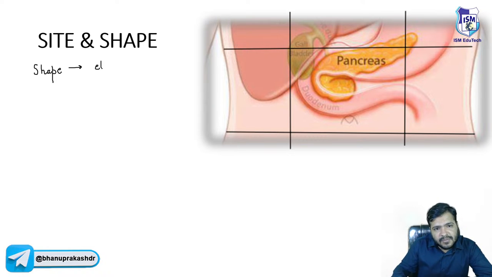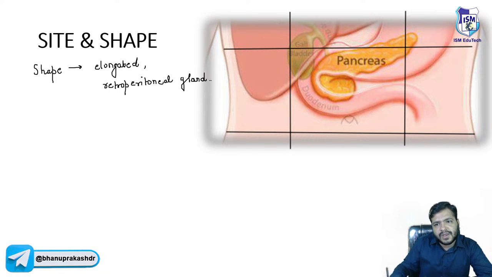Yeah, the shape, beta, remember, it is elongated. And you already know it is a retroperitoneal gland. Now, can anyone tell me in the chat box what do you mean by the term retroperitoneal? What does retroperitoneal mean?